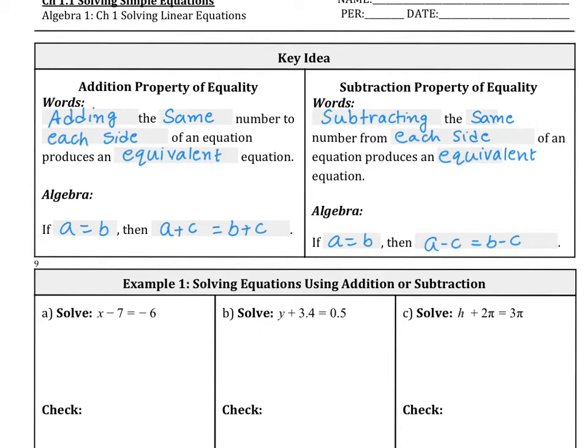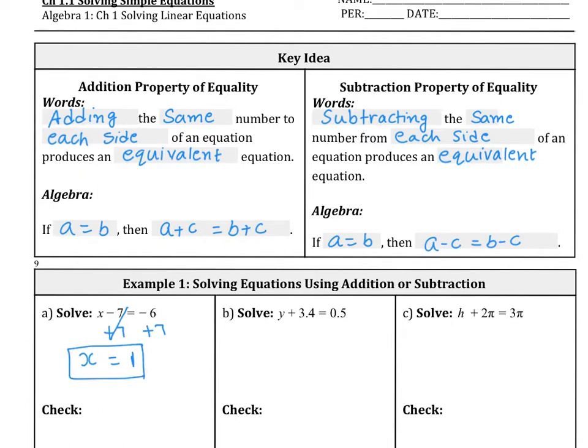Solve x minus 7 equals negative 6. We are doing the opposite operation to solve for x. So the opposite operation is add 7 on both sides. So when you add 7 on both sides, this 7 and 7 cancel, and then x will be equal to negative 6 plus 7, that would be positive 1.